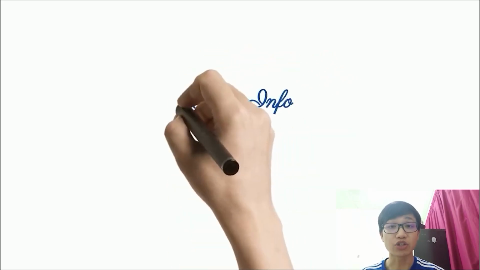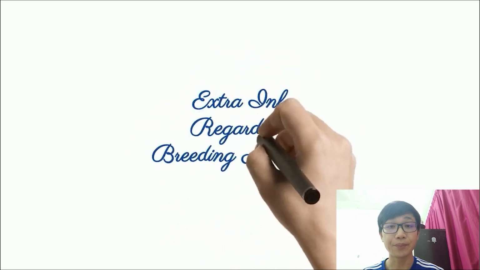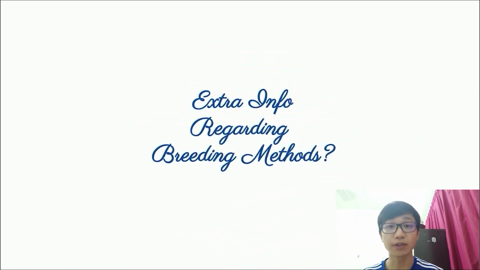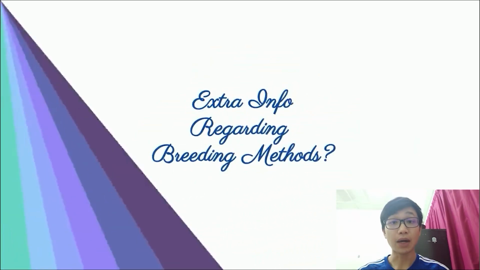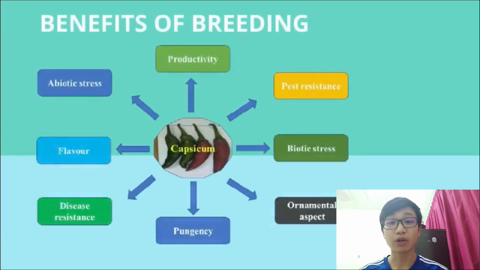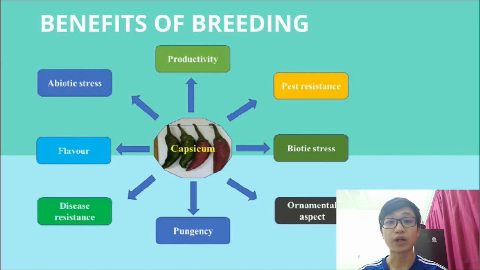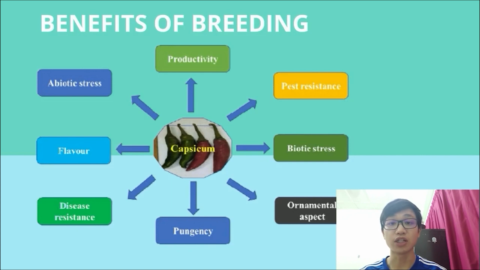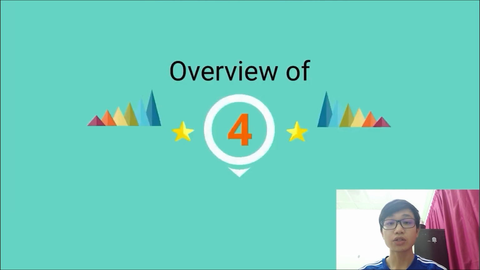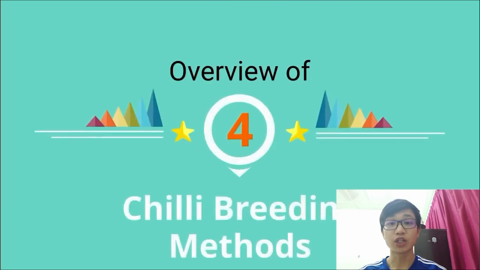Next, I will share some extra information about plant breeding methods as well as their corresponding concepts and mechanisms. But before the breeding mechanism, let's take a look at the advantages as well as the benefits of plant breeding, especially in chili. From the slide, we can see that there is a variety of benefits that plant breeding can provide, including increasing the yields, disease resistance, and being able to increase the pungency as well as the texture and taste of the chili itself.